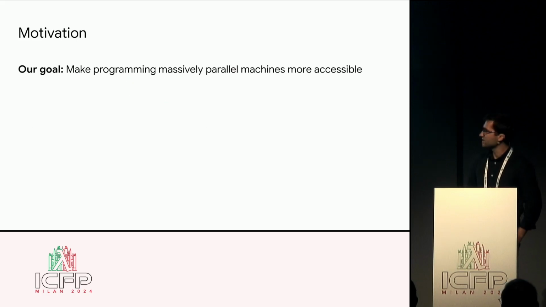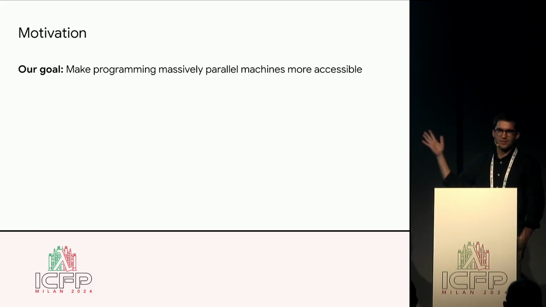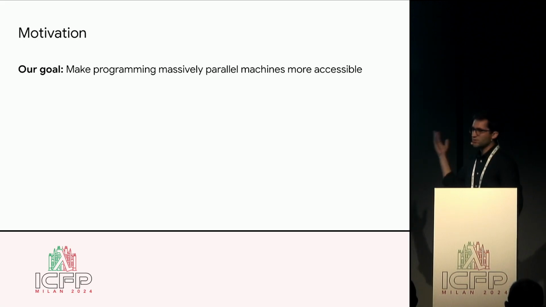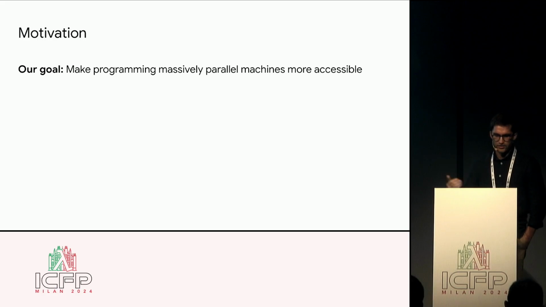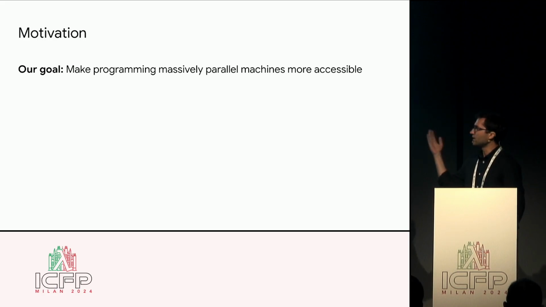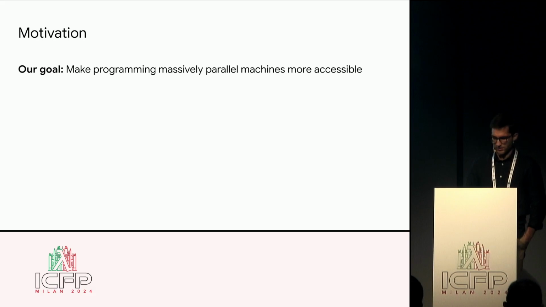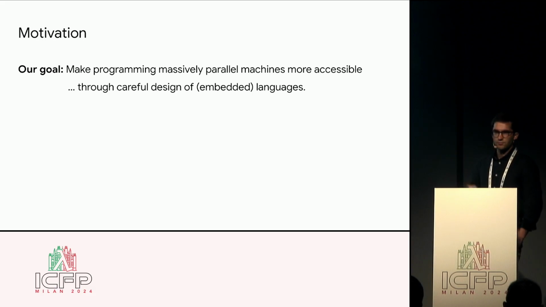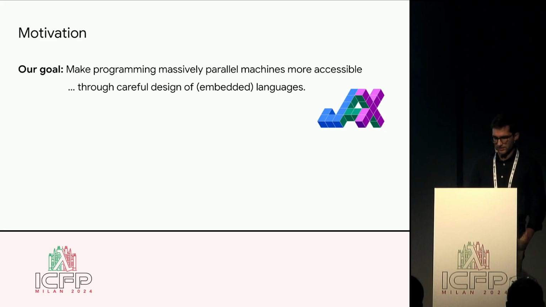Okay, with this example out of the way, let's finally get to the motivation for our work. At Google DeepMind, we have a ton of massively parallel compute that we're doing, either for machine learning, large language models like you've seen today in the morning, but also other scientific computing. Our goal from the infrastructure side is to make programming those huge parallel machines more accessible. One of the methods that we apply is careful design of embedded languages, like the Python DSL JAX that, for example, my team is working on.